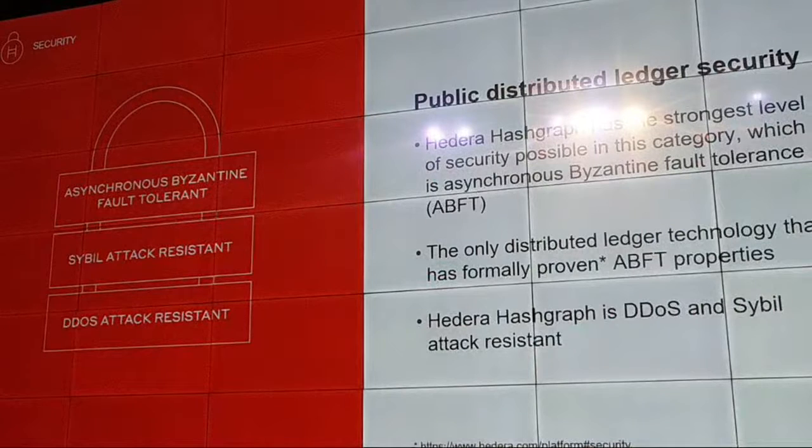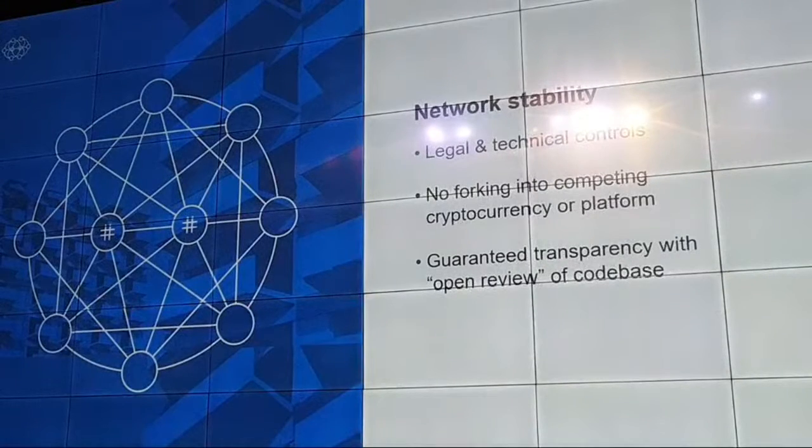As for our security, we have the most secure and strongest level of security in distributed ledger technology, called asynchronous Byzantine fault tolerance. For our network stability, we have patented our technology because we do not want our network to fork. As some of you might know, any kind of forking causes chaos to the existing ecosystem and community. We do not want that.